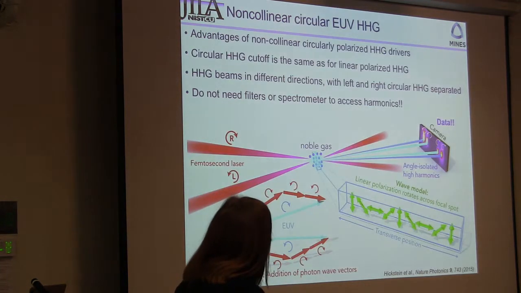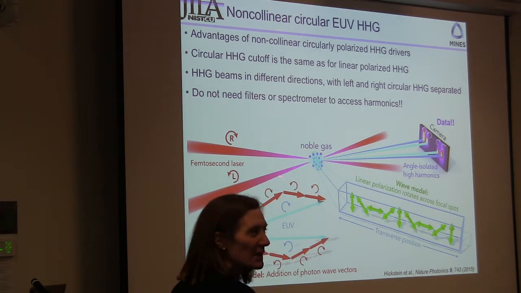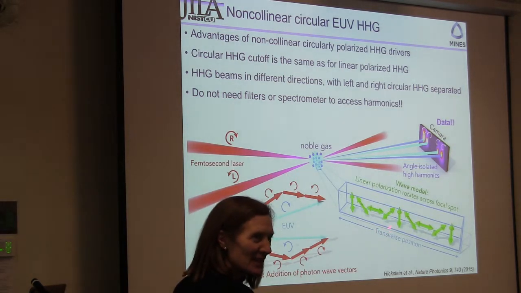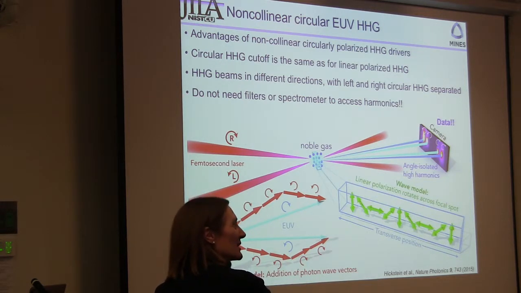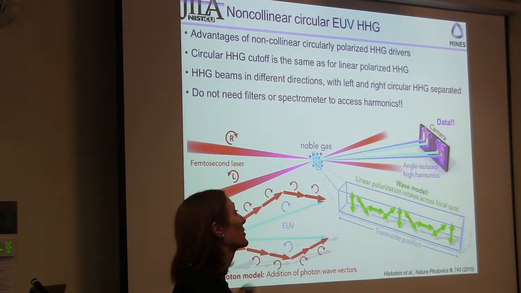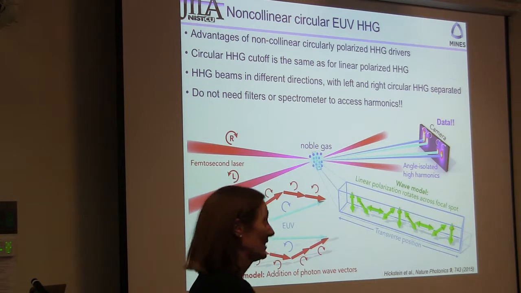You can see that from this, again, just a photon picture. This is your EUV, the left and right circular. If you want to get the next order, you've got to add four of these and three of these. That automatically makes every harmonic come out at a different divergence angle.